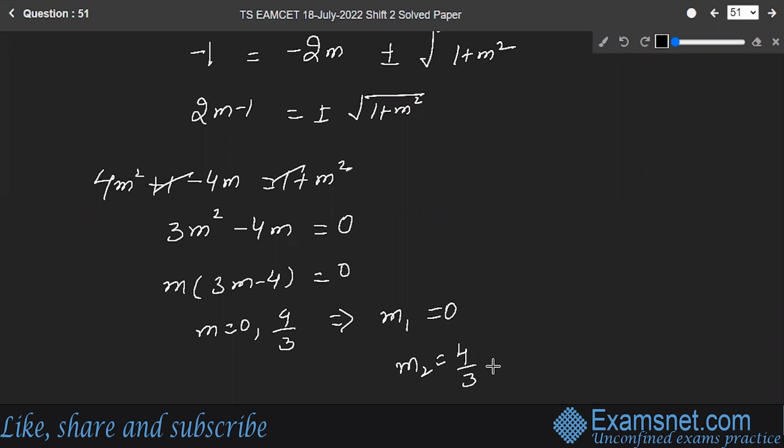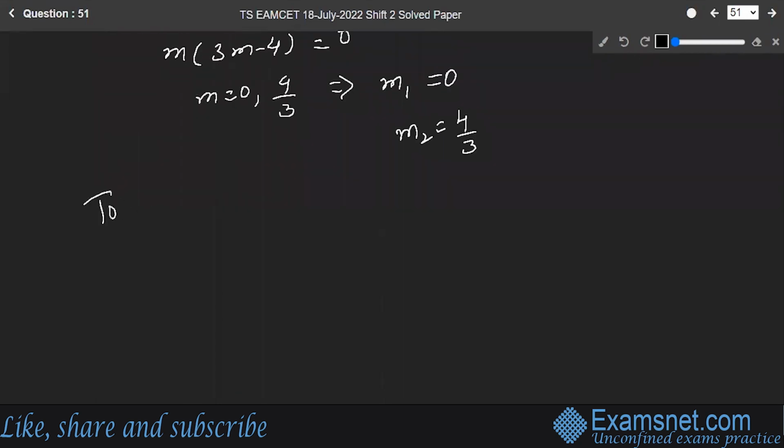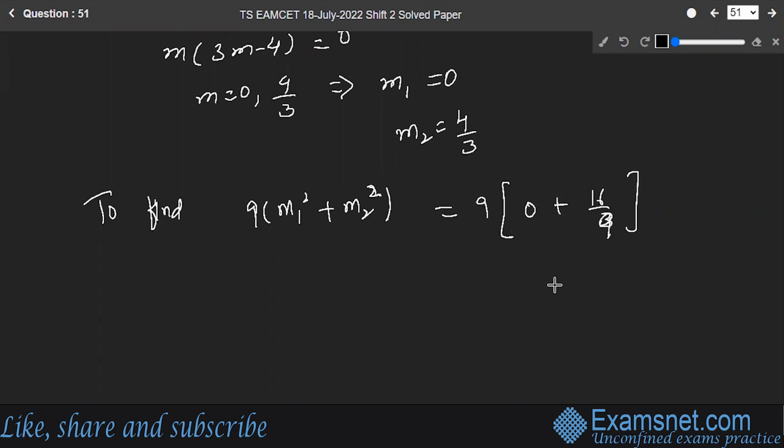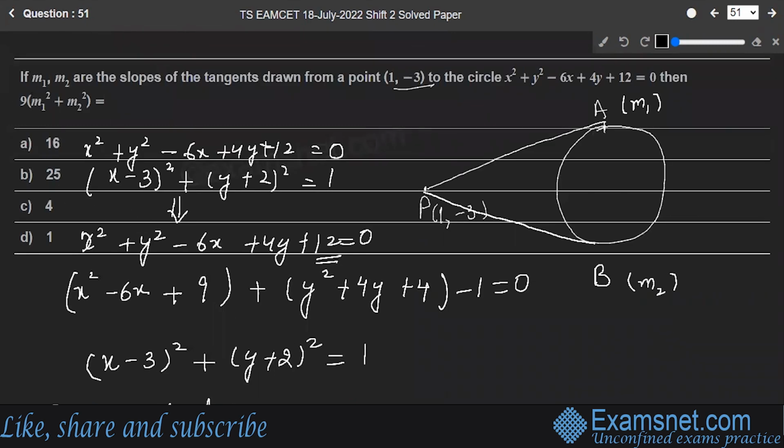Now, you have to find out 9 m1 square plus m2 square. So, this is equal to 9 into 0 square plus 16 by 9. This is equal to 16 in any case, right? That means option A is the correct answer. Hope you got that.